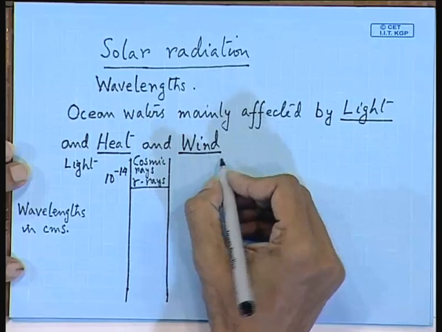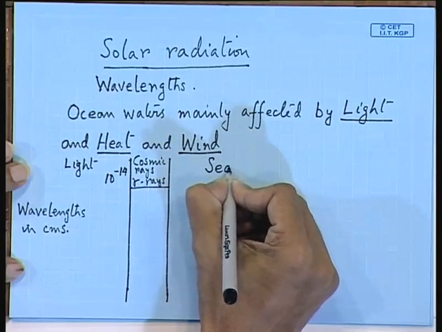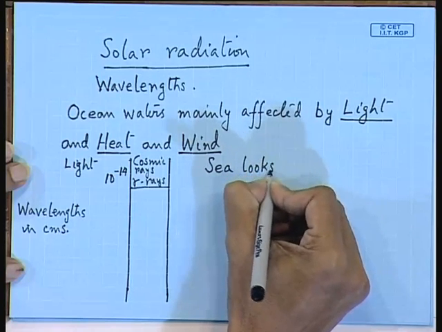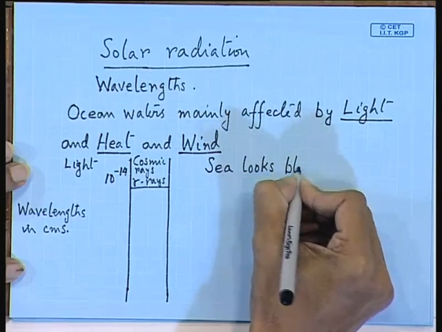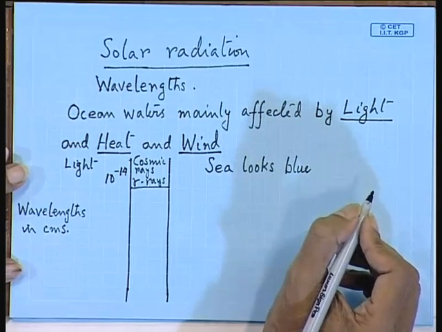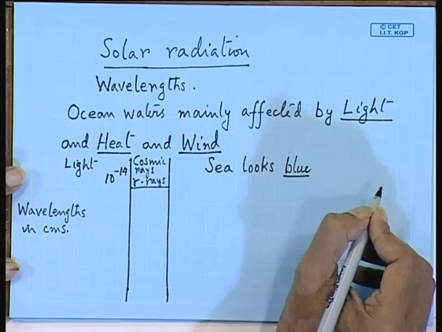Now, the reason is, what is the reason behind the sea looking blue? So, the deep ocean waters, if you look at them, they are blue in color. What is the reason behind this bluishness?